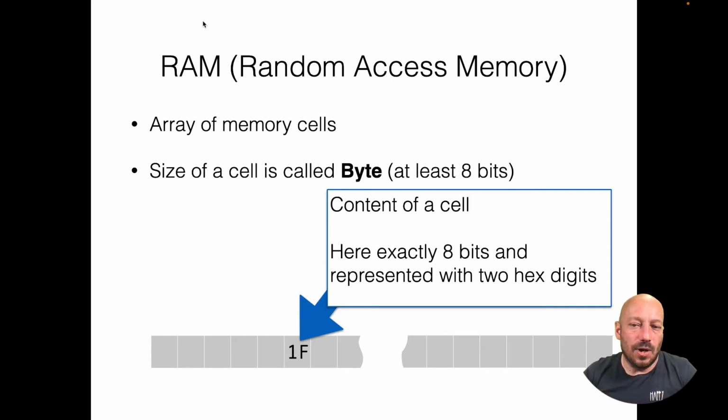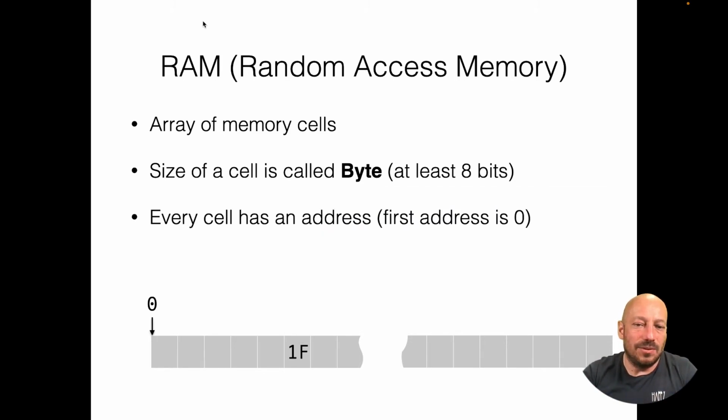The next thing you have to know about the memory is that each of these memory cells has an address. You can think of it as an index or a label or a name. So each memory cell can be referred to by its address, and the first memory cell has the address 0. So this addressing or indexing begins at 0. And that means the next memory cell would have the address 1 and so on. So that means I can say, in this example, the memory cell with address 5 has the content hex 1F, like that.